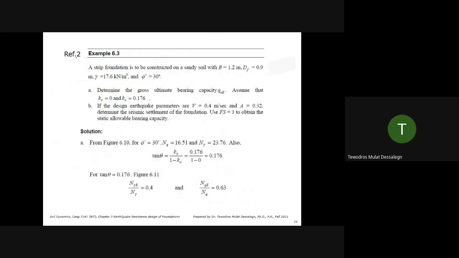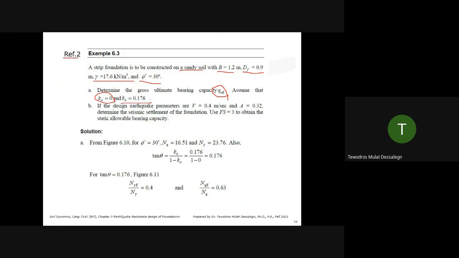Just to give you an example, example 6.3 from reference 2. A strip foundation is to be constructed on sandy soil with width of 1.2 meter, depth of foundation 0.9 meter, unit weight of soil 17.6 kilonewton per meter cube, and effective friction angle 30 degree. Determine the gross ultimate bearing capacity, QUA, which is the seismic case, total case. Assume that the seismic coefficient, the vertical, is how much? 0, it's ignored.